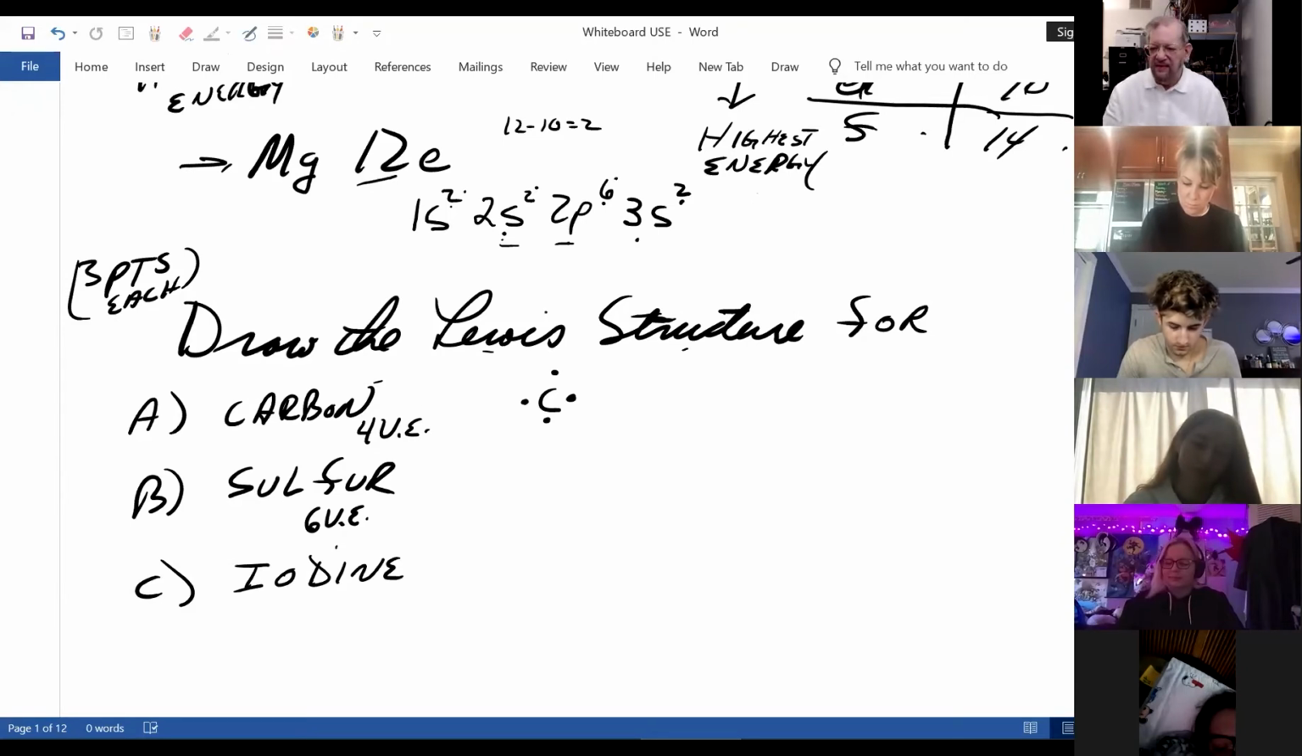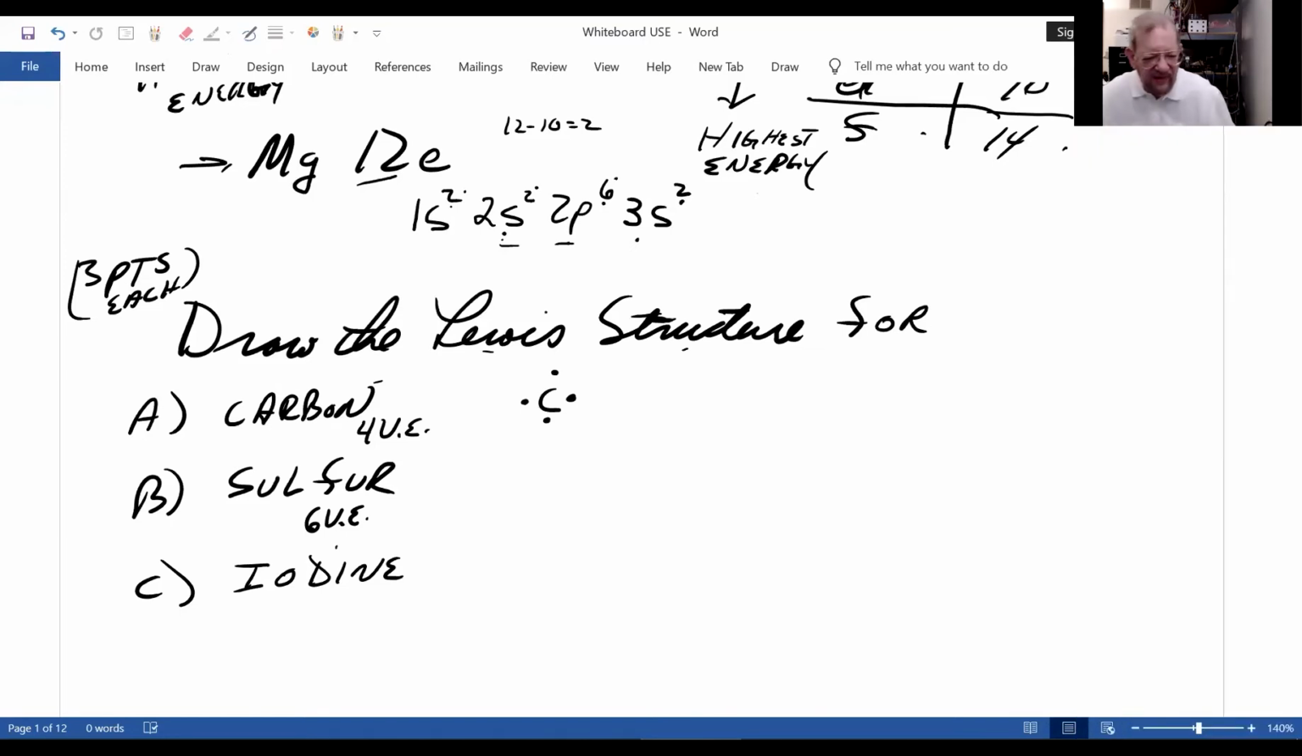All right, anybody need more time? Going once, twice. All right, let's do it. So sulfur, how do you draw the Lewis structure? You put the symbol, you look for the number of valence electrons on top of the column, and you put one on each side, and you start doubling up.